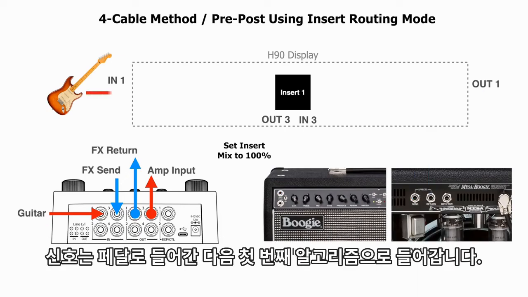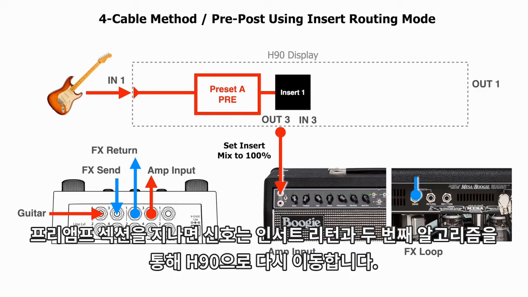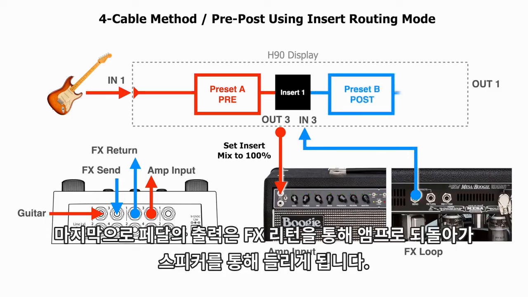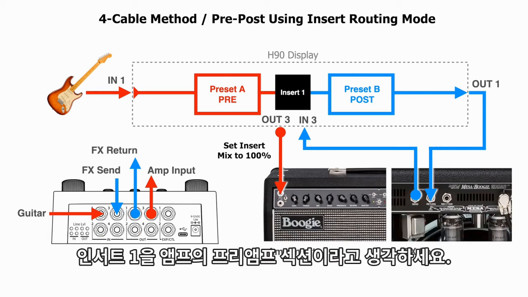The signal goes into the pedal and then into the first algorithm. Then, it travels out of the insert send to the front of the amp through its preamp section. After the preamp section, the signal travels back to the H90 via the insert return and through the second algorithm. Finally, the pedal's output gets returned to the amp through the effects return to be heard through the speaker. Because we are using an insert on H90 to route signal to the amp, we can position algorithms anywhere in the signal chain. Think of insert 1 as the amp's preamp section.